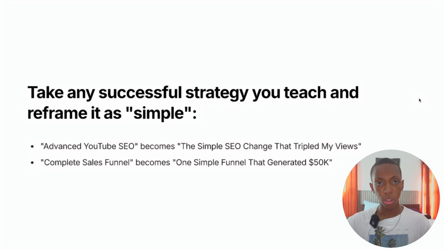And you can do this to any title or anything that you have. Just take any successful strategy that you teach and reframe it as a simple strategy. So for example, advanced YouTube SEO would become the simple SEO strategy or change that tripled my views, or a complete sales funnel would become one simple funnel that generated 50K, things like this. Just change it up a little bit, start playing around with it.